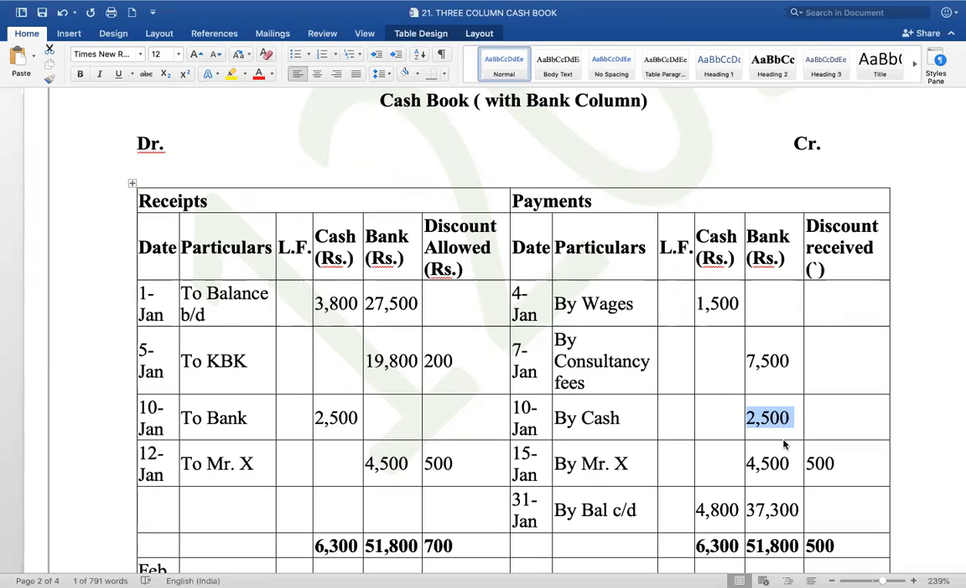And on the debit side, you're writing to bank. On the credit side, you're writing by bank. By cash. On debit, you're writing to bank. On credit, you're writing by cash. Opposite. Look at this. And this is a bit confusing.